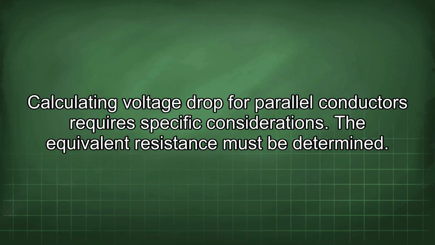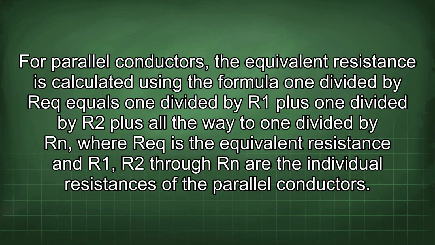Calculating voltage drop for parallel conductors requires specific considerations. The equivalent resistance must be determined. For parallel conductors, the equivalent resistance is calculated using the formula 1/Req = 1/R1 + 1/R2 + all the way to 1/Rn, where Req is the equivalent resistance and R1, R2 through Rn are the individual resistances of the parallel conductors.